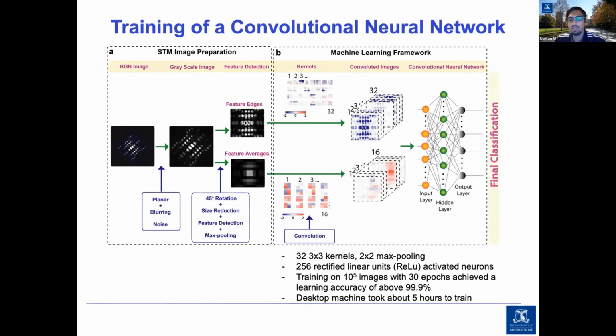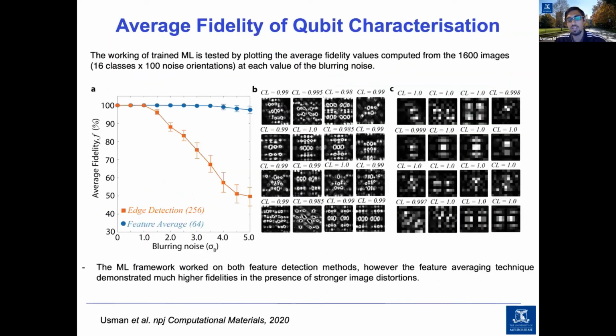When we trained and tested it, we found that during training, the learning accuracy was above 99.9%. So it learned those image features very, very well. And it was pretty quick on a desktop machine. It just took about 5 hours of training on 100,000 images. And then when we tested it on 17,600 images, again, it showed very good accuracy.